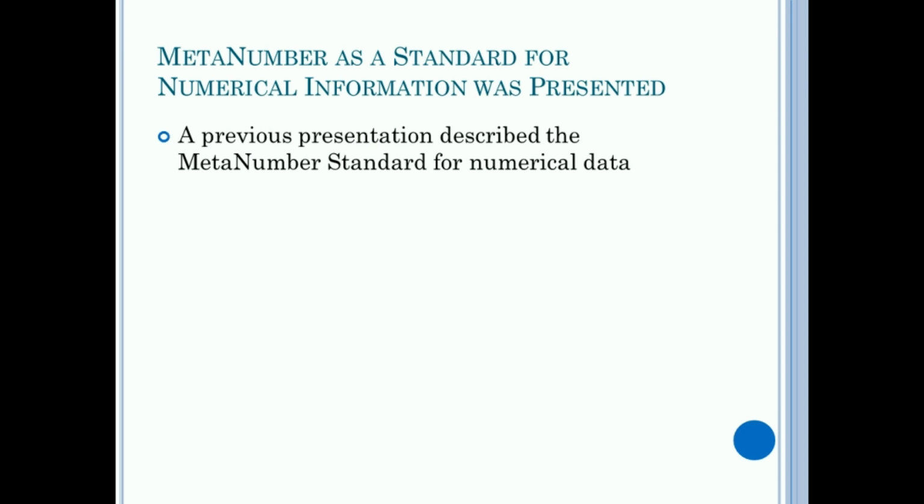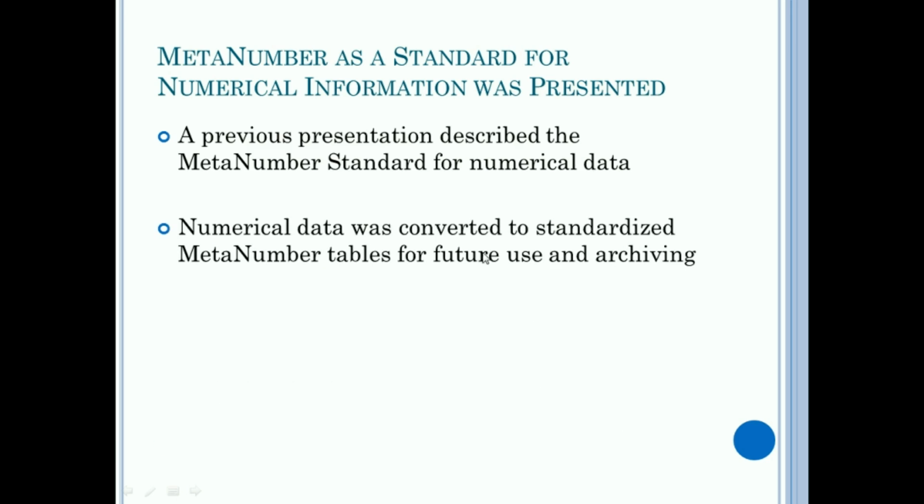We're going to discuss MetaNumber as a standard for numerical information. It was presented as a basis for how we can develop a new type of network. The previous presentation was to describe this standard for MetaNumber for all of numerical data. Numerical data was converted to this standard through standardized tables for future use in archiving. And that standard allowed the units, the uncertainty, and the meaning to be attached to the value.